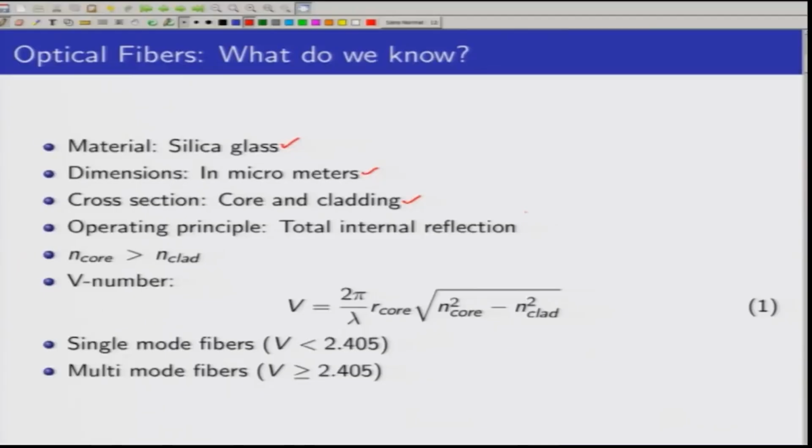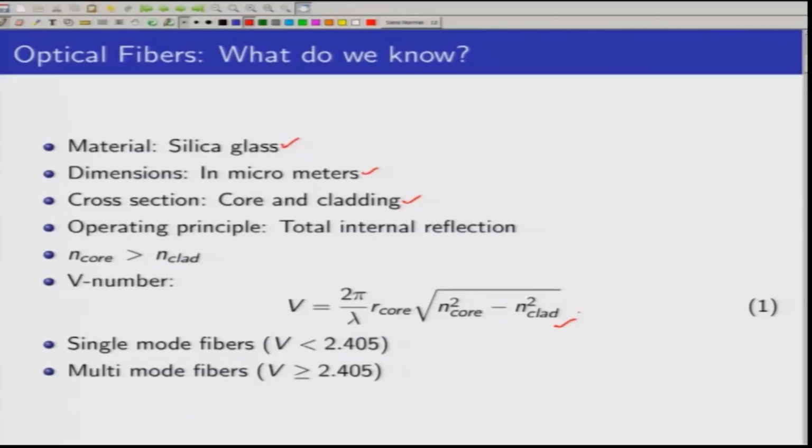There is one more property of the optical fiber which is very important, called the V number, which is given by equation 1 here: V equals 2 pi by lambda times r core times the square root of n core squared minus n clad squared. Here lambda is the operating wavelength, r core is the radius of the core, and n core and n clad are the refractive indices of core and cladding respectively.